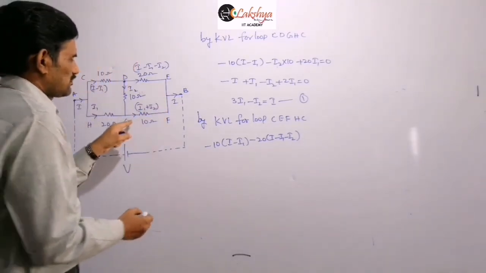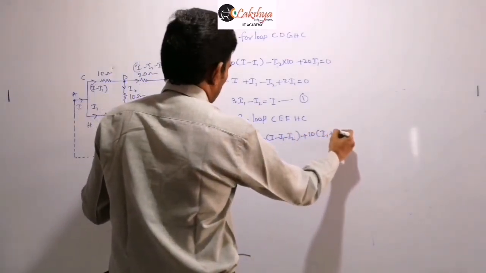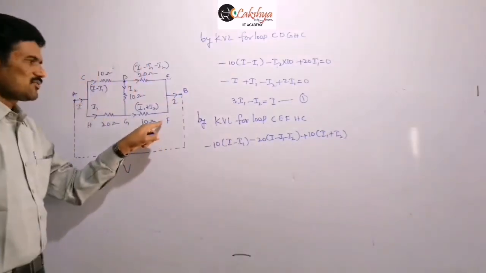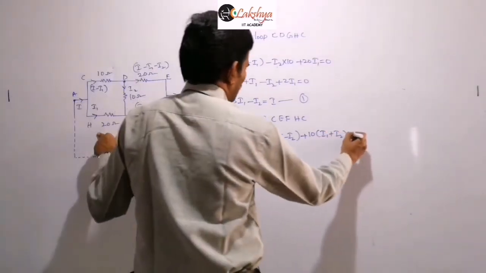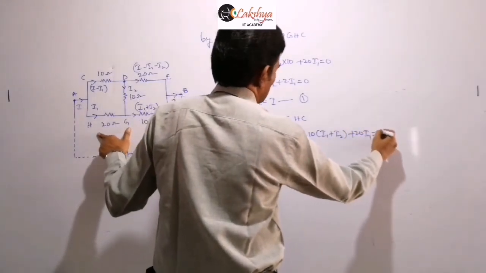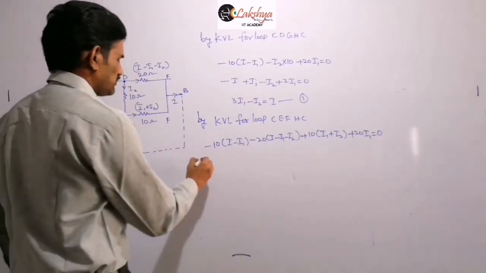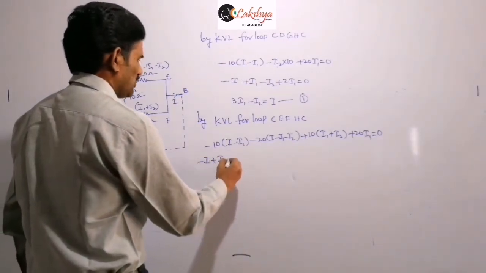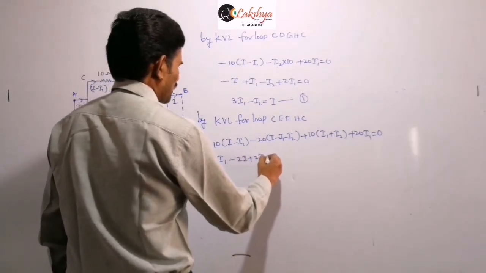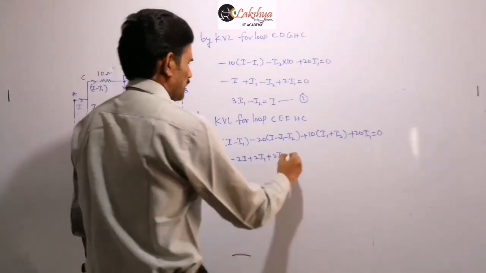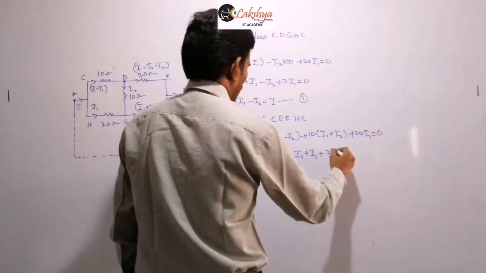And so now next here, plus 10 into I1 plus I2. Because here we are traveling opposite the direction of the current, and here also we are traveling opposite the direction of the current, plus 20 into I1. This is equal to 0, right? And so now let us divide with the 10. So minus I plus I1 minus 2I plus 2I1 plus 2I2 plus I1 plus I2 plus 2I1 is equal to 0, right?